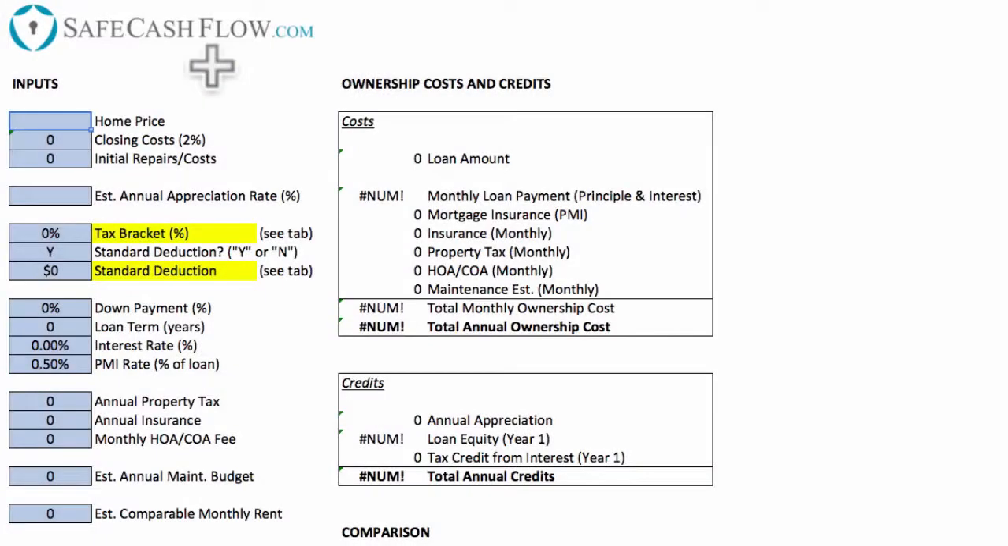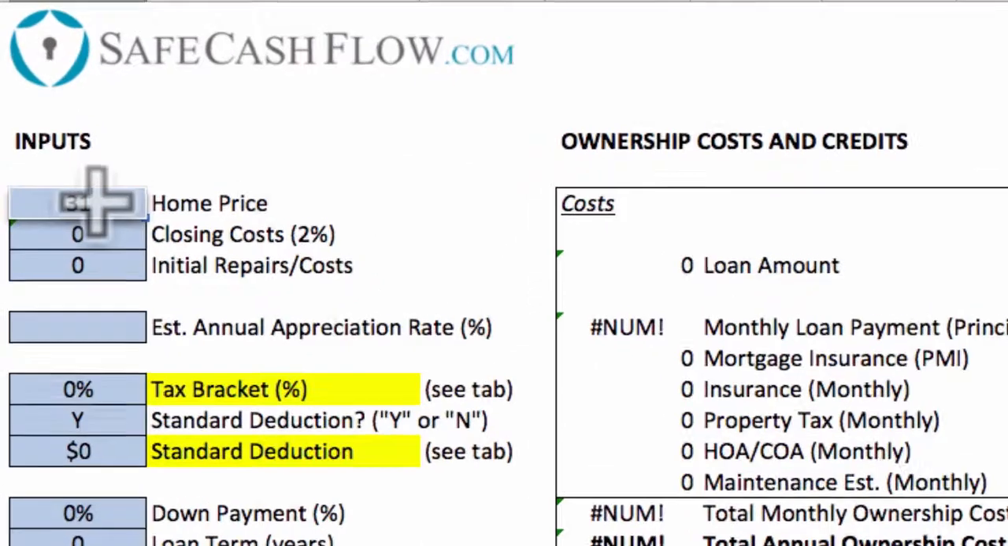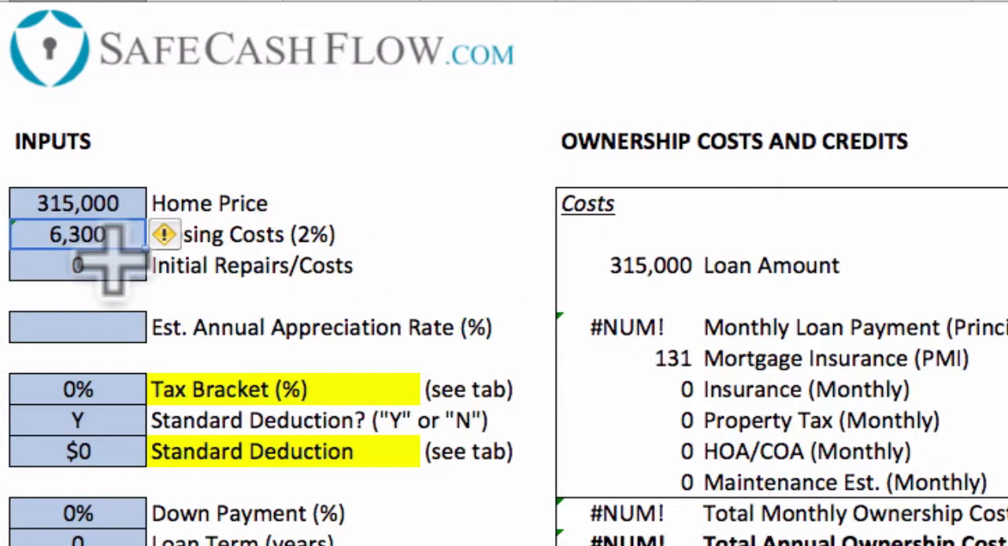Okay, so now we're going to jump over to the calculator and put some of these inputs in. To do this, it's really simple. Just click on the gray field, put in your number, hit enter, and it will automatically go to the next field. Or you can just use your clicker and click on the field that you want to change or adjust. So in this case, the home price, we have $315,000. Closing costs are going to calculate automatically at about 2% of the home price because we're assuming we're going to have some loan costs in there as well.